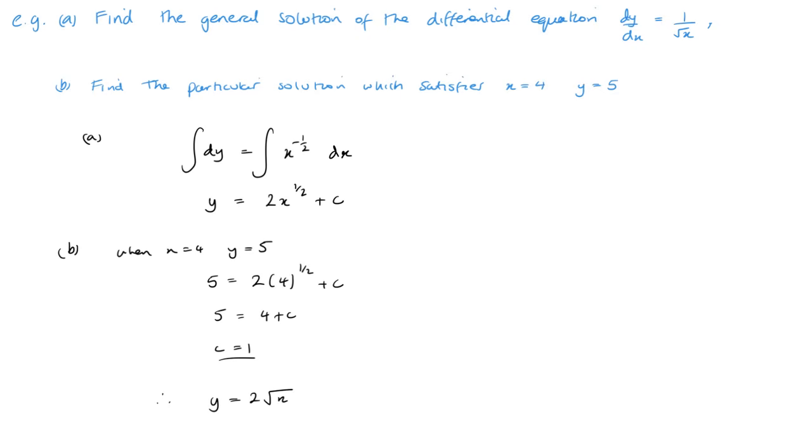Now, I'm going to write this as root x rather than x to the power of half, plus 1. Just because where possible, I'd always like it in the same form as the question. And then we have it. So the general solution is y equals 2 root x plus c. And then the particular solution in this case is when I substituted in my conditions. And there you have it.